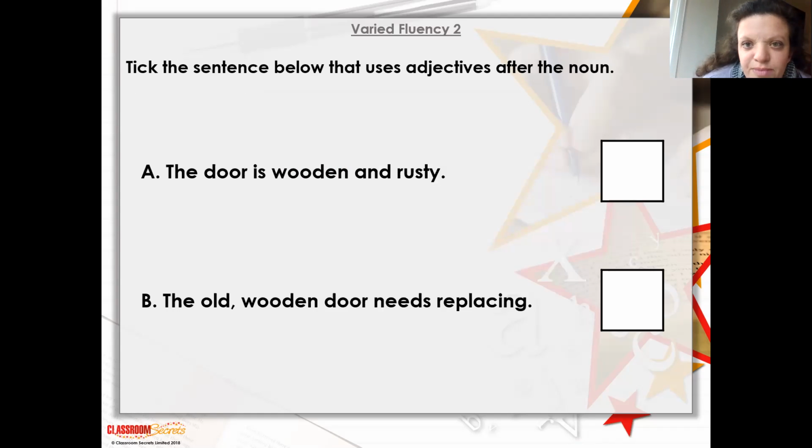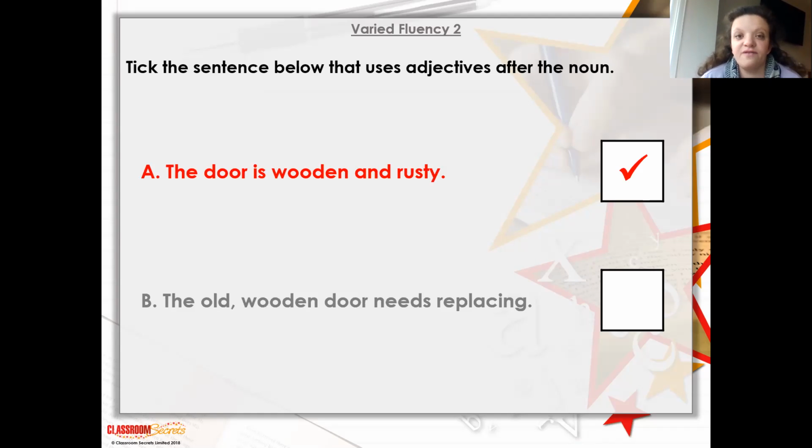Now, tick the sentence below that uses the adjectives after the noun. Some of them use the adjectives before the noun, like in an expanded noun phrase, and some of them use them after. A: the door is wooden and rusty. B: the old wooden door needs replacing. Which sentence, A or B, has used the adjectives after the noun? Write down A or B. Go. Pause if you need to.